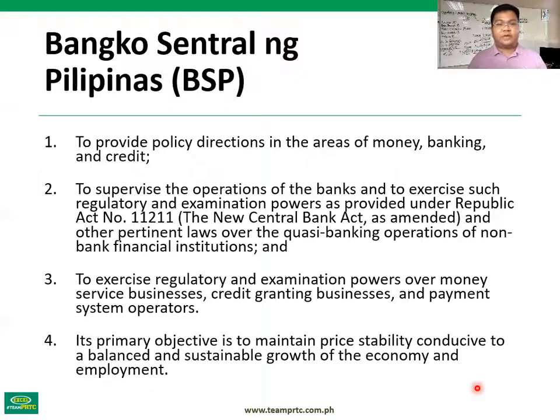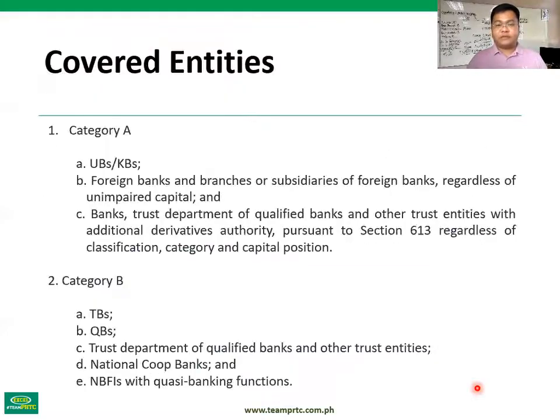So to clarify more the jurisdiction or coverage of BSP, what are these entities that are covered by the regulatory power of this BSP? Normally we call them covered entities, and covered entities are divided into several categories. So we have first Category A. Category A includes the universal banks and commercial banks. So UB stands for universal bank while KB stands for commercial bank. We also have foreign banks and branches or subsidiaries of foreign banks regardless of their unimpaired capital.